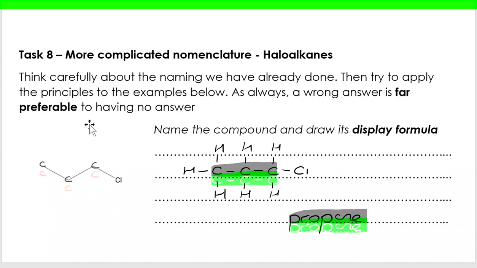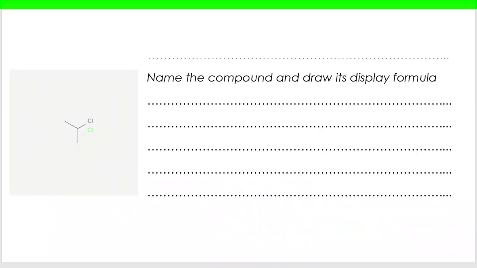Now my longest carbon chain here is prop, so it's going to be propane at the end of the name. But I need to show that there is a chlorine coming off it. So to do that, I use the prefix chloro. So my name now is chloropropane, all one word. But my chloro could be on the first carbon, it could be on the second carbon, so I need to number it as well. I number my carbons 1, 2, 3. And that means my name here is 1-chloropropane. So let's try another example.